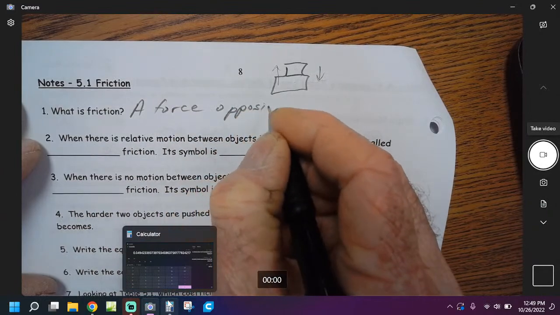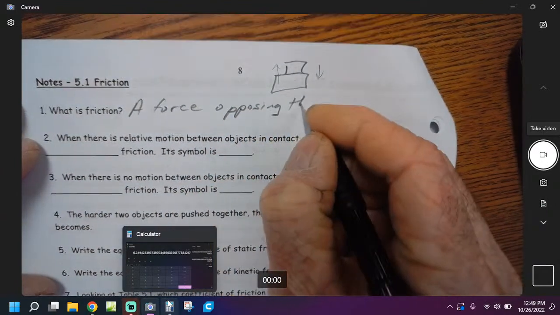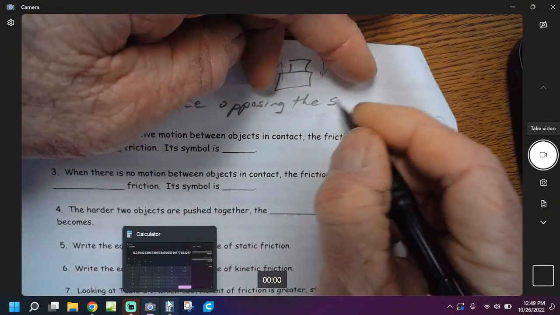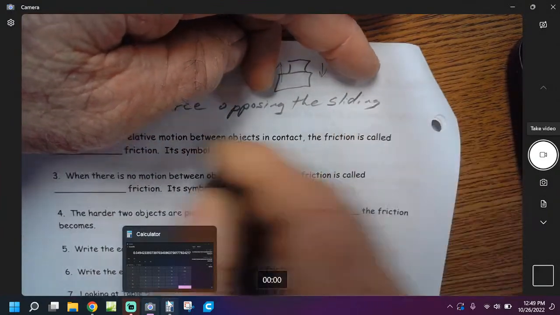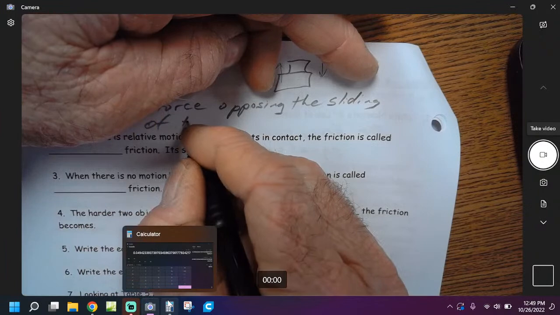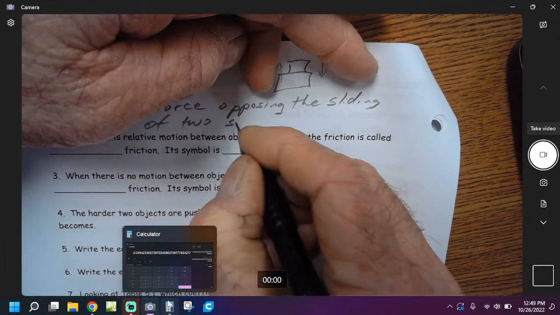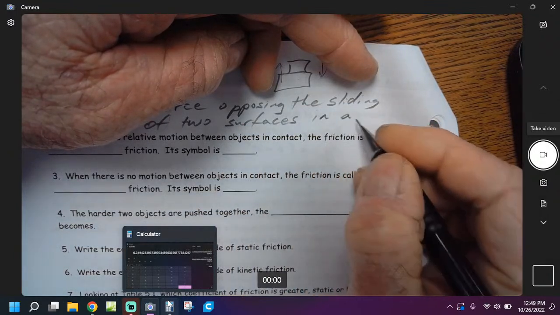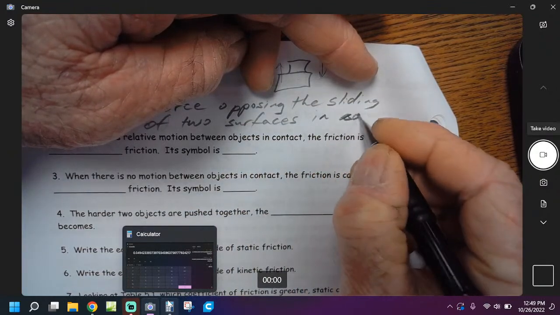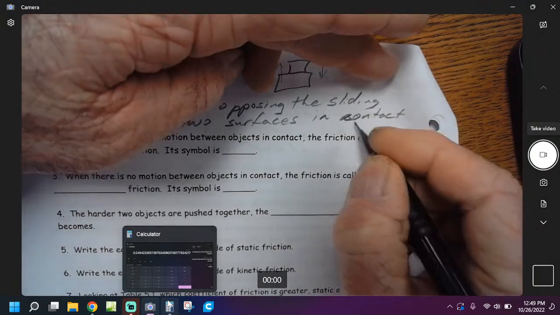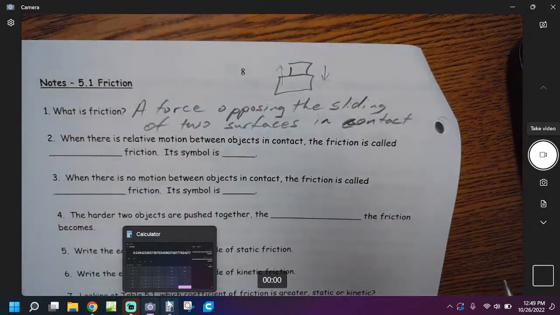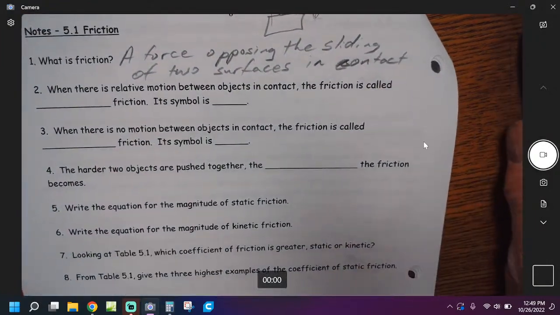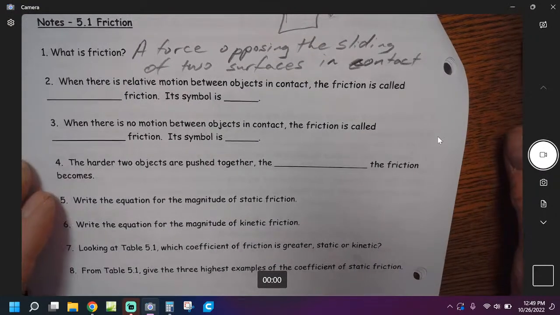So I'm going to write a force opposing the sliding of two surfaces in contact. I think you could spend a long time trying to come up with a really good definition, and it would be time wasted because we know what it is. All right. Now, number 2 and number 3 we've already been over.